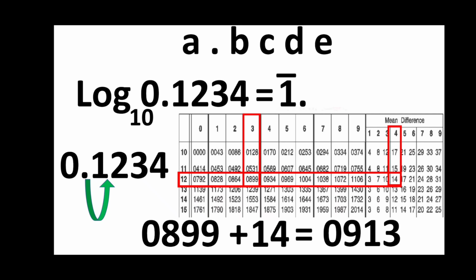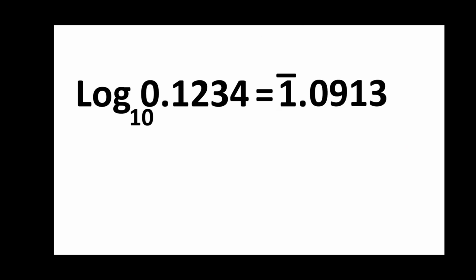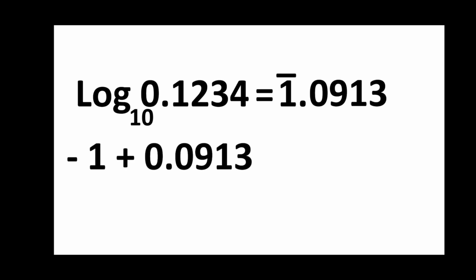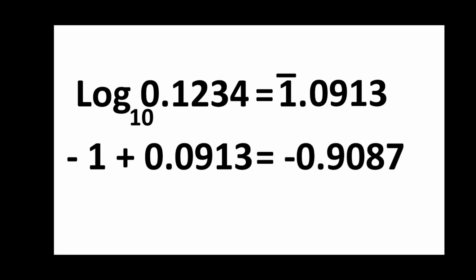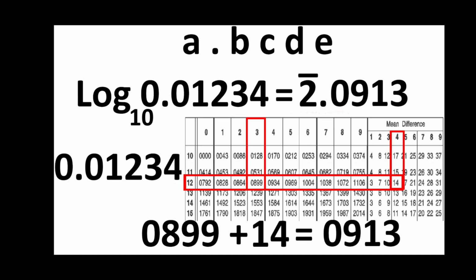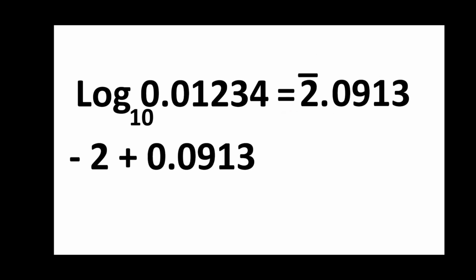Now, what is bar and how to solve this? Any number with a bar becomes a negative number, that is 1 bar becomes -1. Now add -1 with the mantissa. Thus we get -0.9087. This is the final answer for this question. Next example. In this case, we need to move the decimal point by 2 positions in the forward direction. Hence, the characteristic is 2 bar, which becomes -2. Now, adding -2 with the mantissa gives the final answer.